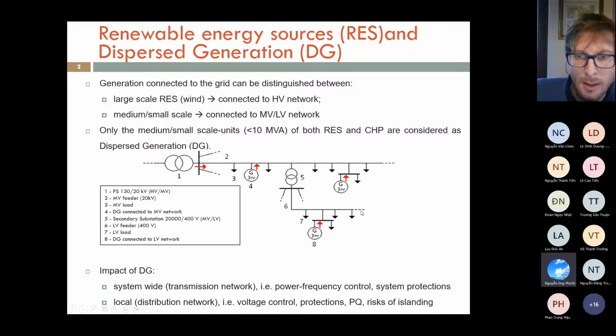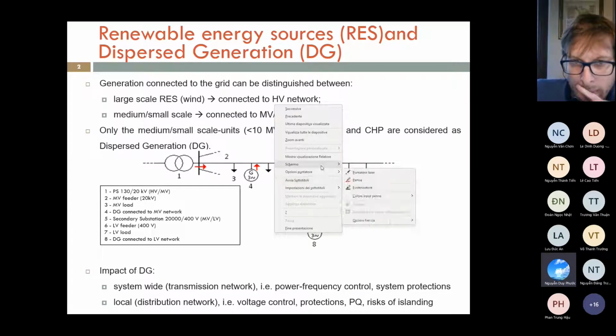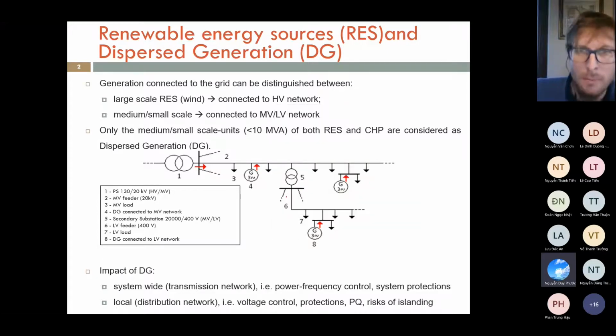There are always some misunderstandings between RES and dispersed generation. So basically, the main difference. If we consider generators, the main difference is between large and medium-small sites.